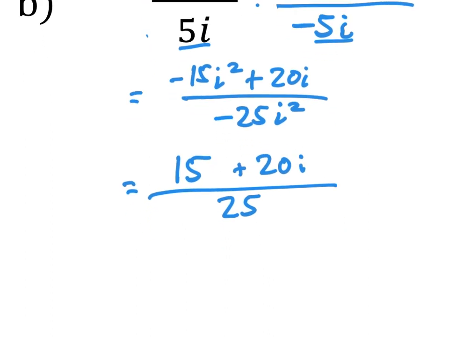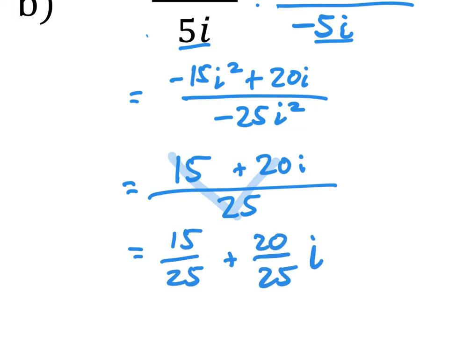And last step, divide both ways here. Divide the 20 by 25 and the 15 by 25. So 15 25ths and 20 divided by 25. And then the I is going to hang out here.